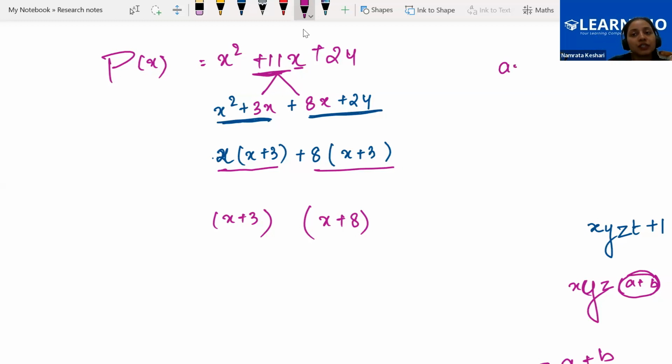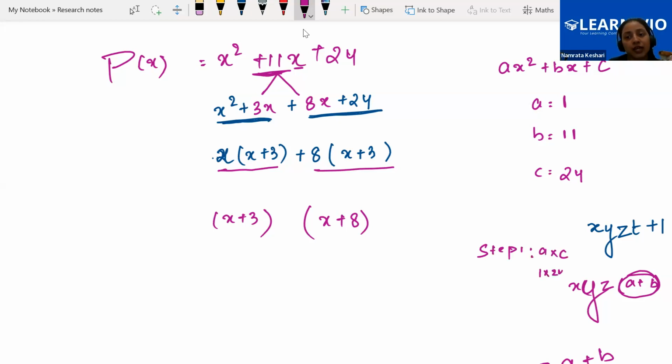What we did first, we compared it with ax square plus bx plus c. We found what is a, what is b, and what is c. a is the coefficient of x square, that is 1, b is the coefficient of x, that is plus 11, and c is plus 24. Then we did the multiplication of a and c, and that came out as 1 into 24, that is 24. Now we have written all the possibilities of factorizing 24 by using two numbers only. Whatever is coming to mind, we are writing it.